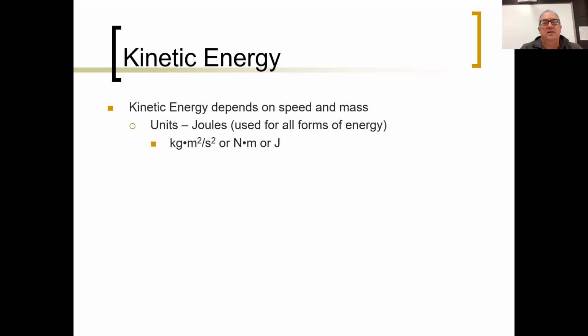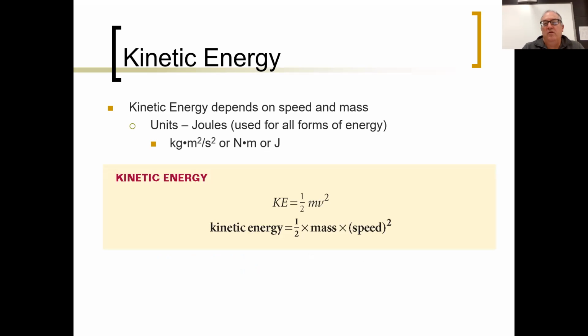Kinetic energy depends upon speed and the mass of something. We use joules. We can see the different units there for our unit conversion. And the formula is probably something that we've all seen before. Kinetic energy is 1/2 times mass times the velocity squared. The big thing again on any of these problems is please make sure you're in the right units, that you're in kilograms, meters, and seconds, and make any of those conversions right away in your given.